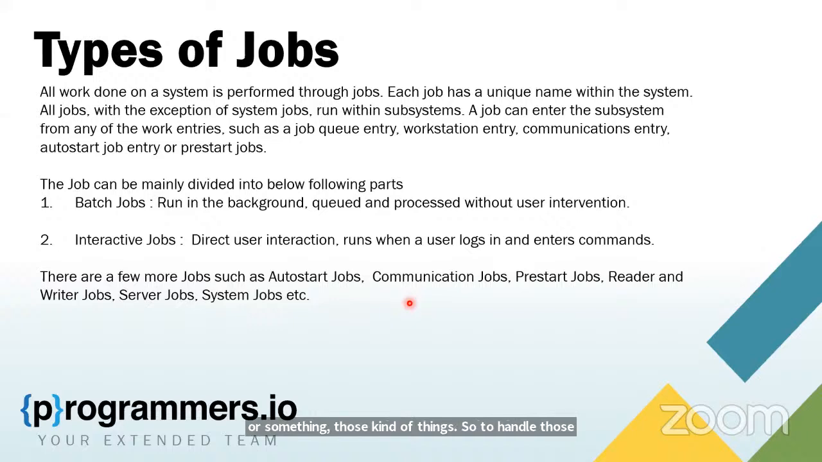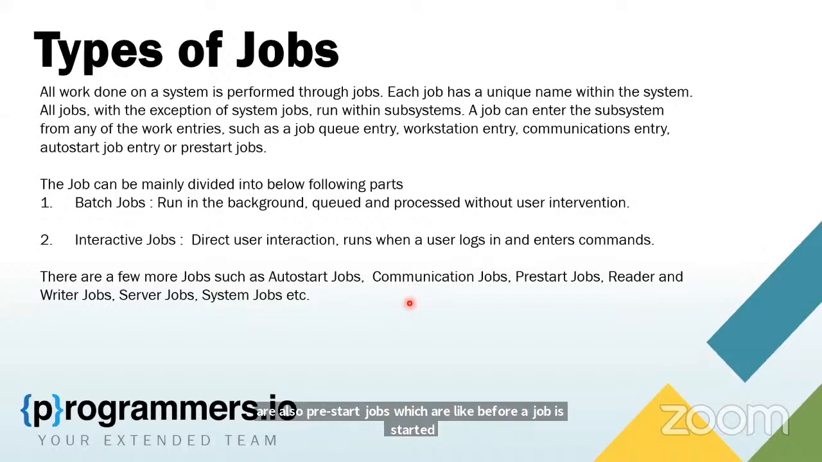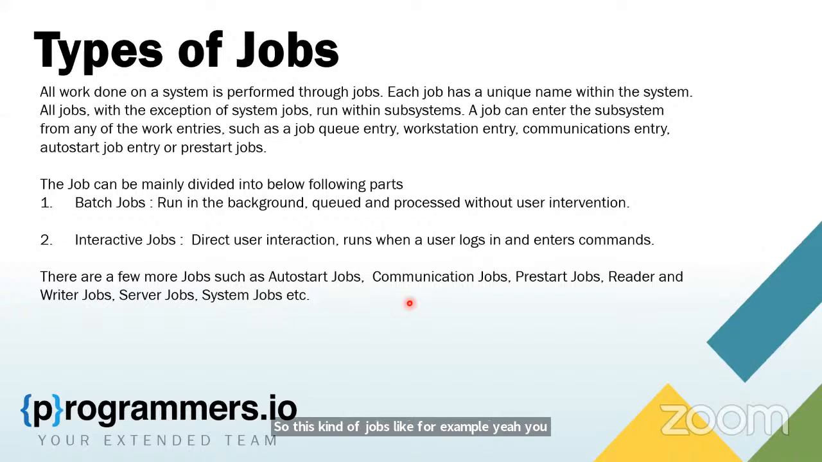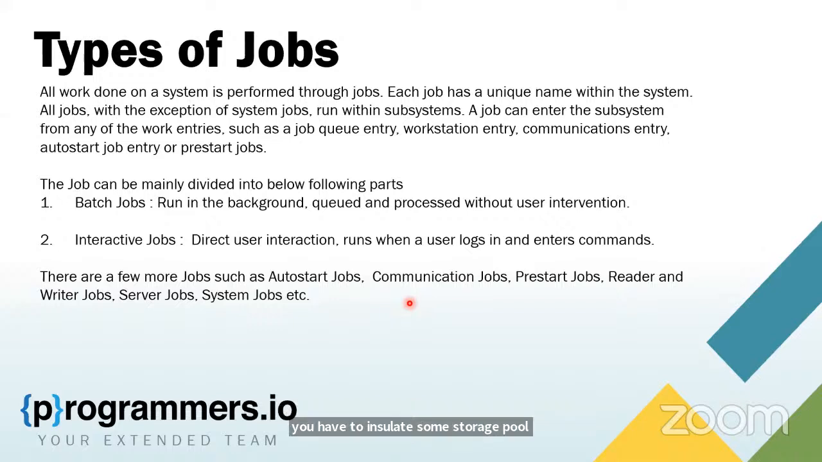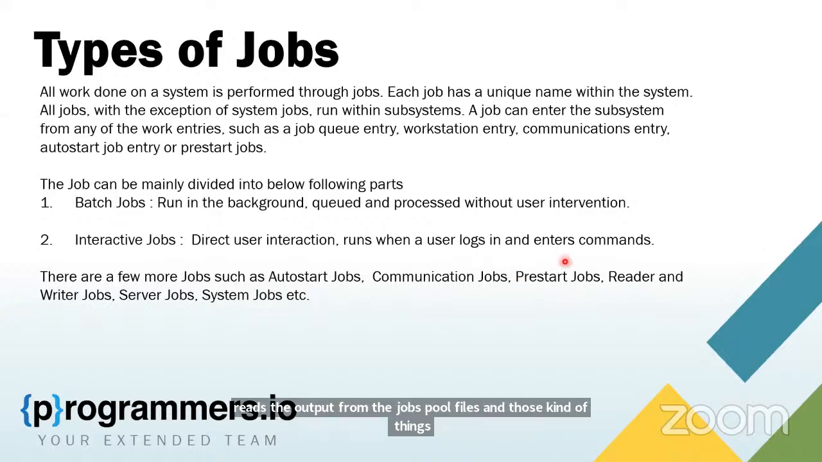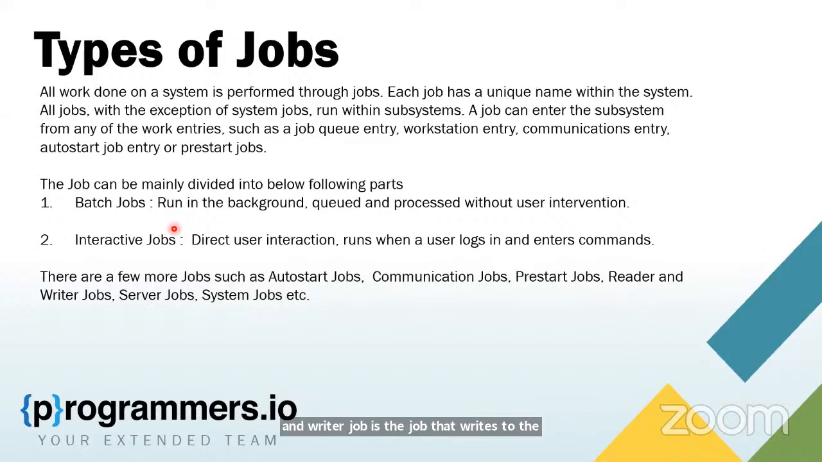There are also pre-start jobs, which are like before a job is started, you need to trigger this pre-start job. For example, you may need it because you have to initialize some storage pool or those kinds of things. Then reader jobs and writer jobs. A reader job reads the input, like spool files and those kinds of things. And a writer job is the job that writes to the output queue. It writes these spooled jobs.